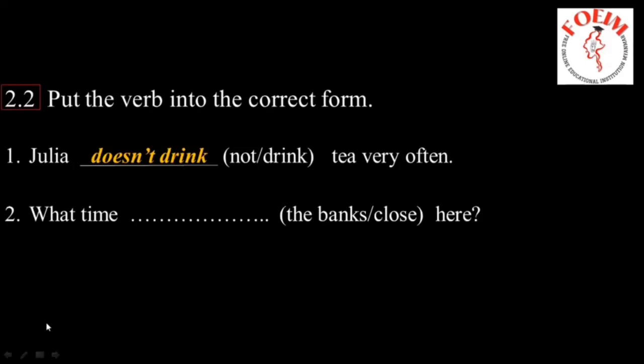Okay. So exercise 2.2. Put the verb into the correct form. The form can be positive form, negative form, or question form. The number one, okay, number one. Julia doesn't drink tea very often.